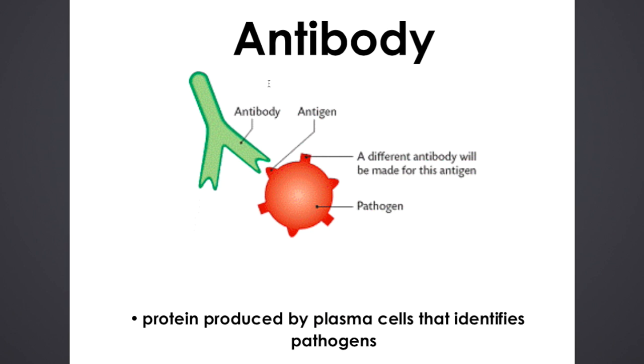The next word is antibody. Say it after me, antibody. An antibody is a protein produced by plasma cells that identifies pathogens. So here is a pathogen, and the antibody fits onto the antigen, and the antibody helps identify this pathogen.